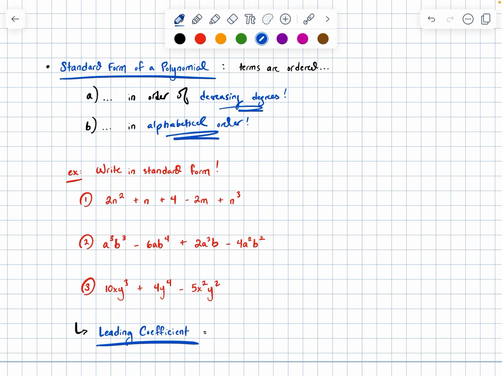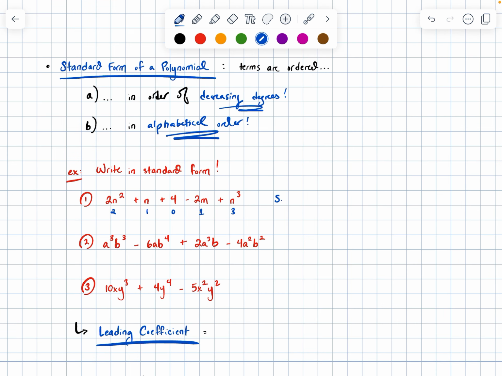Come back, let's do it. So I've got, once again, this guy we actually did above. So 2n squared had a degree of 2, n had a degree of 1, 4 had a degree of 0, negative 2m has a degree of 1, n cubed has a degree of 3. To write it in standard form, sometimes abbreviated SF or San Francisco, I'm going to take the biggest degree terms and put them at the front.